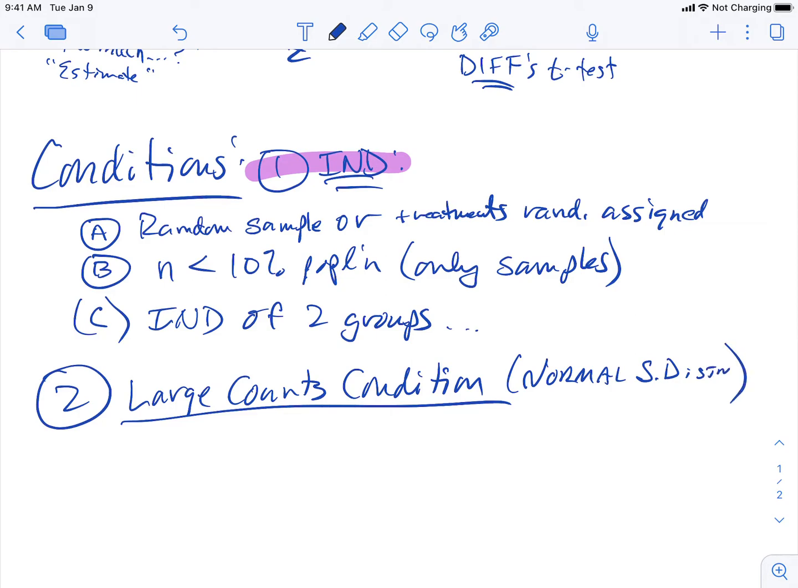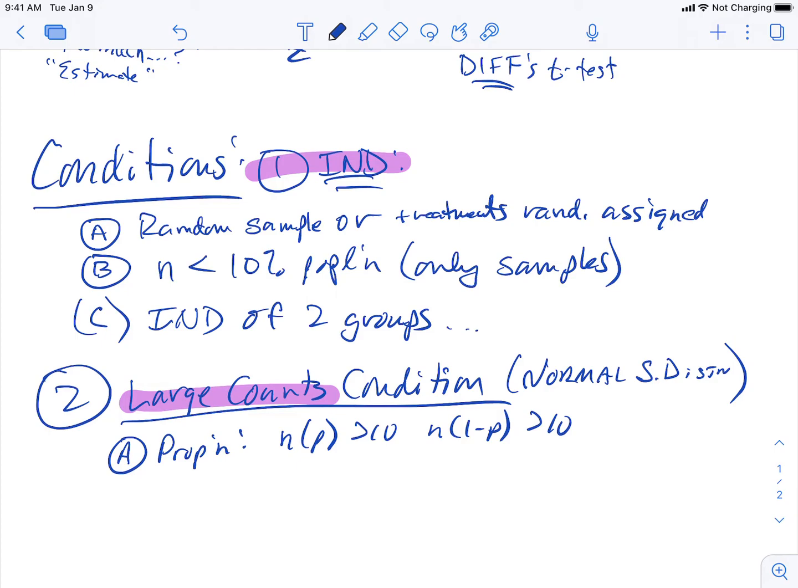If you have a big enough count, then you can assume a normal or approximately normal sampling distribution. So the second major thing you have to check is that your counts are big enough, or your sample sizes or your treatment groups are big enough. So again, we've got kind of two things. If it's a proportion problem, then you check n times p is greater than 10, and you check that n times 1 minus p is greater than 10.